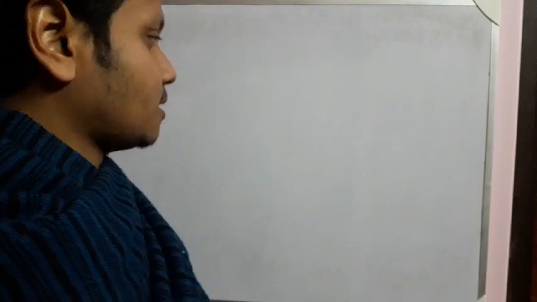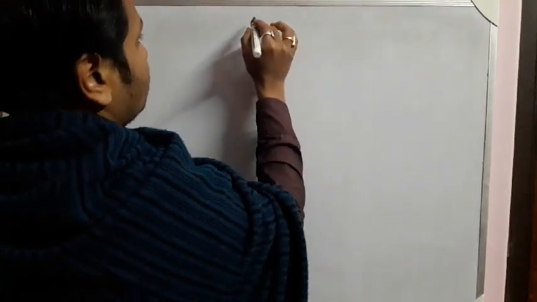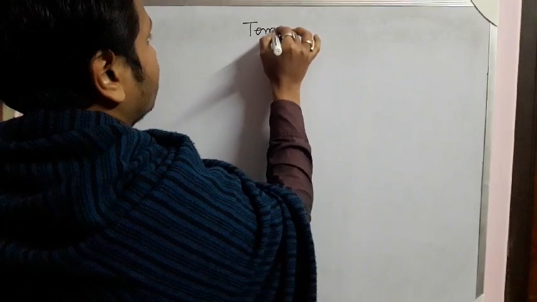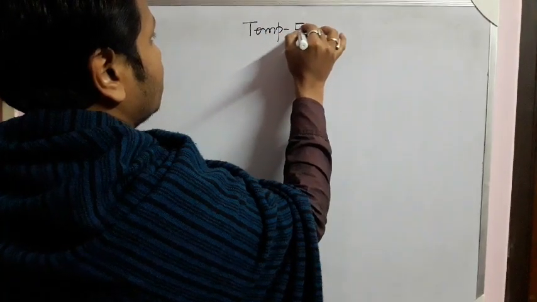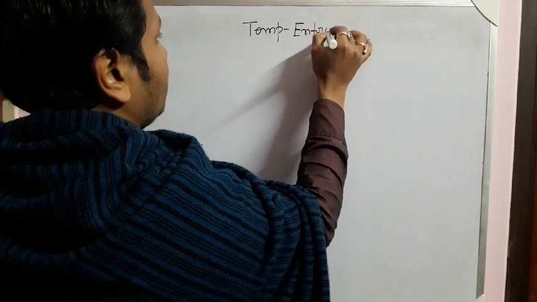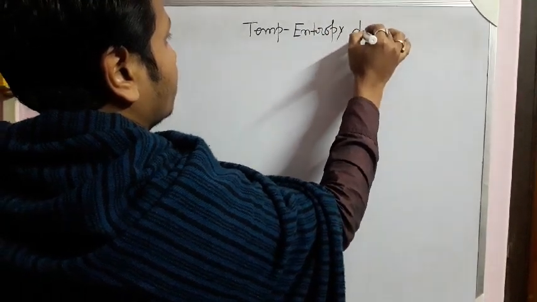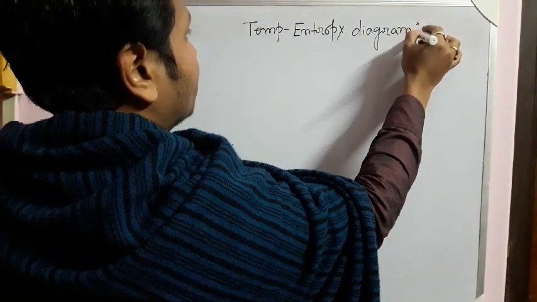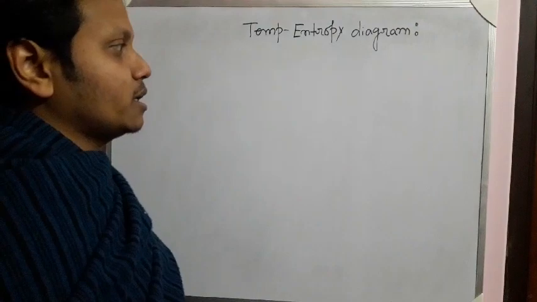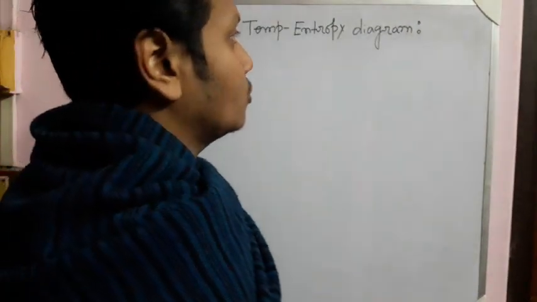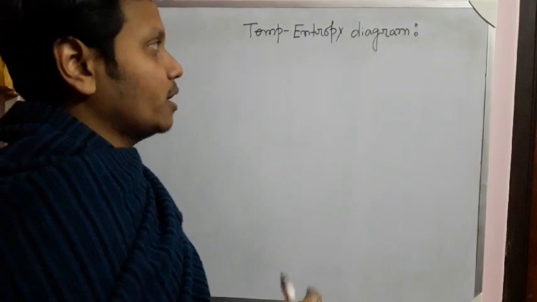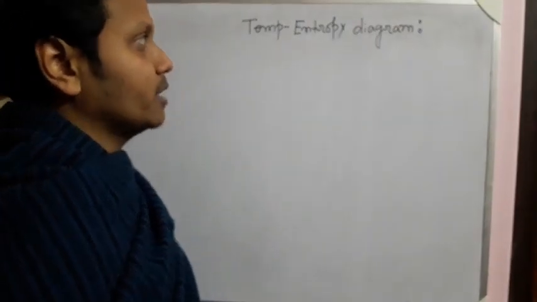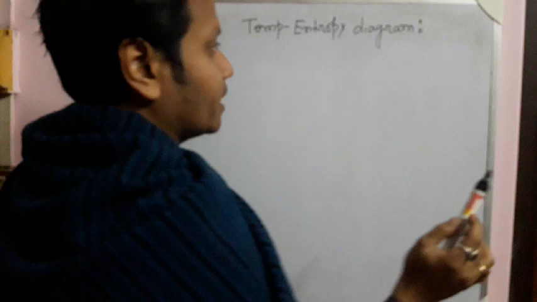Now in today's lecture I shall discuss an important diagram, which is known as the temperature entropy diagram. What is it? Now we all know about the indicator diagram. It is a diagram made up of any two thermodynamic variables. For example, one is PV and another is TS.